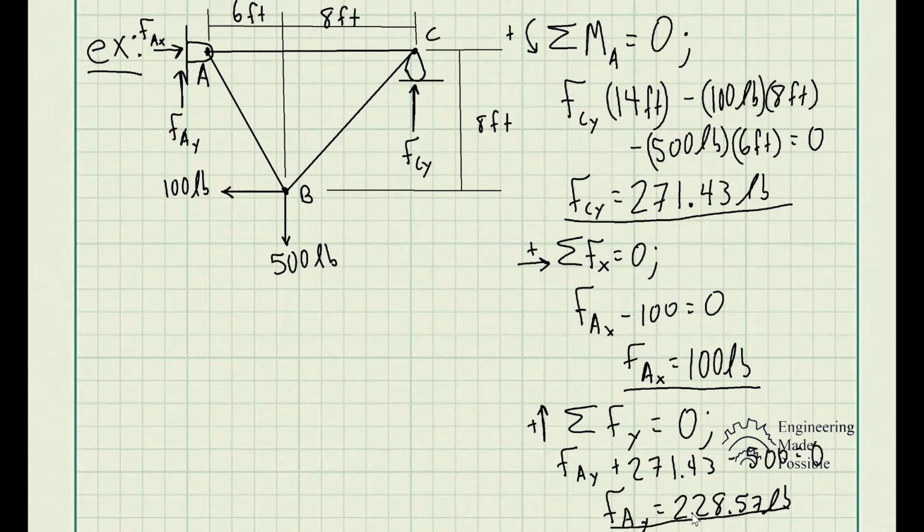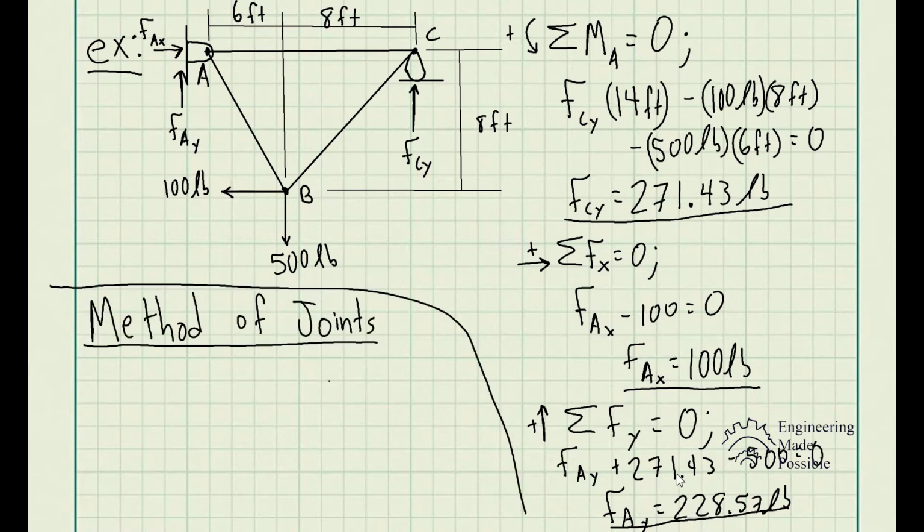Now, this is where we start doing the method of joints. Since these members are connected at joints A, B, and C, we essentially choose a joint to analyze and only analyze at that specific point. Now, when you're choosing a starting point to analyze, it's always best to choose a joint that will only have two unknowns, so not more than two. So let's go ahead and analyze joint B.